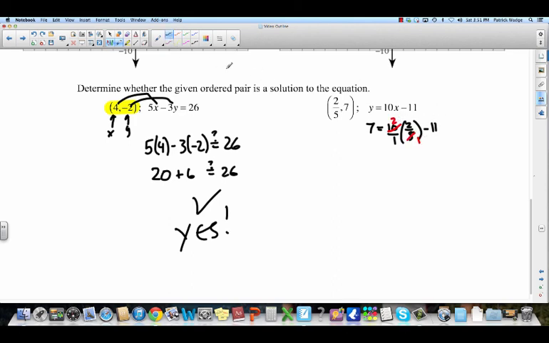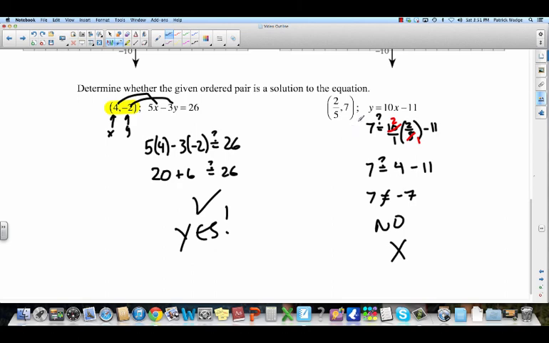So what we have is, oh, question mark. We don't know if it's equal. 7 equals, maybe, 2 times 2 is 4, and take away 11. 7 equals negative 7? No way. 7 doesn't equal negative 7. No. This point is not on that line. This point is not a solution to this equation right here.